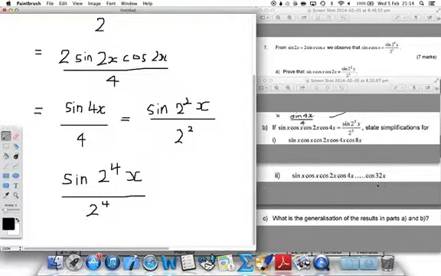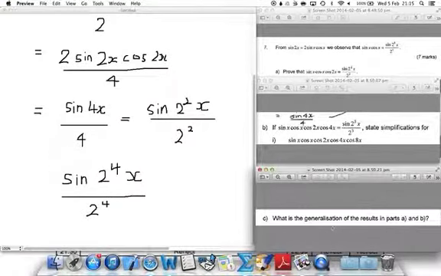And then what we have is 32. If we have a look at this, we've got 2x, 4x, 8x. Obviously the next one would be 16x, which would be sine 2 to the 5, based on the pattern that we're assuming. And then the last one would be cos 32x, so it would be 2 to the 6 for that one. So we'd have sine 2 to the 6x on 2 to the 6. I won't bother writing that one out because it's quite straightforward.